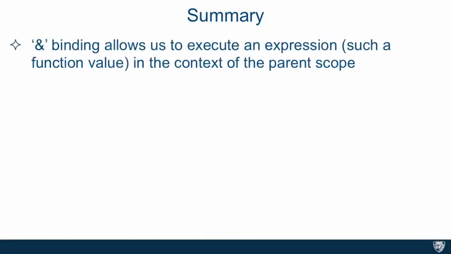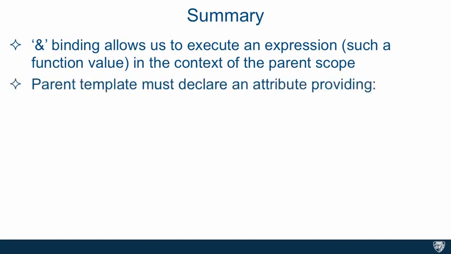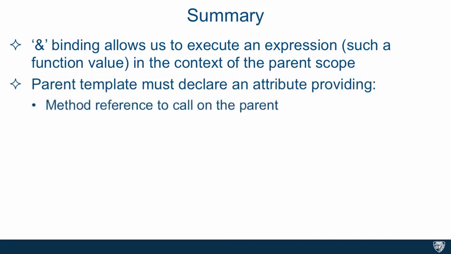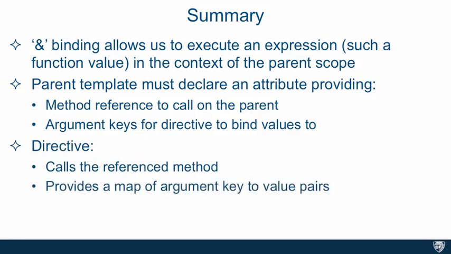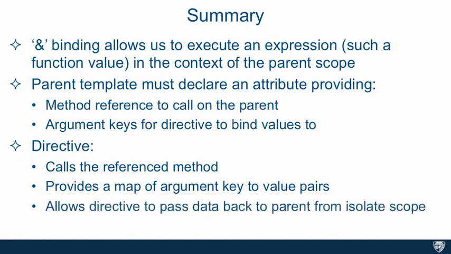Okay, so let's summarize. The ampersand binding allows us to execute an expression, such as a function value, in the context of the parent scope. The way this is done is the following. The parent template must declare an attribute providing the method reference for the directive to call on the parent, and argument keys for the directive to bind values to when it needs to pass data from the isolate scope back to the parent scope. The directive, on the other hand, calls the reference method and also provides an object map of argument key to value pairs. This allows the directive to pass data back to the parent from the isolate scope.